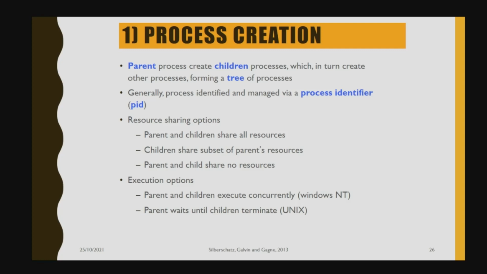Okay. In execution, we have two options. Parent and children execute concurrently, which refers to Windows NT. And the parent waits until the children terminate, which refers to Unix. So this is the execution option. With the first option, both processes run simultaneously. And with the second option, the parent needs the children to terminate the process, then the parent can continue.